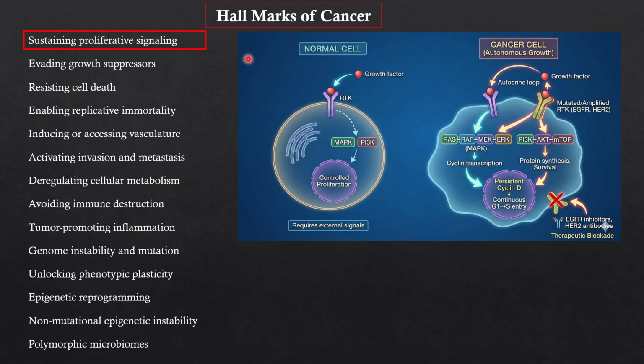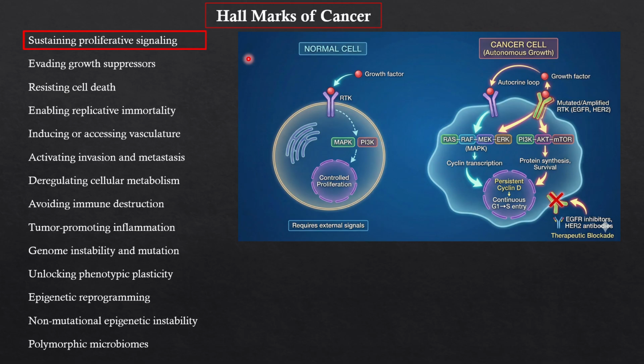Now we come to the hallmarks of cancer. There are 14 different hallmarks of cancer, which have been collected from a review paper, and they are known as the hallmarks of cancer because they show the distinct characteristics in the development of cancer. The first hallmark of cancer is sustaining proliferative signaling.